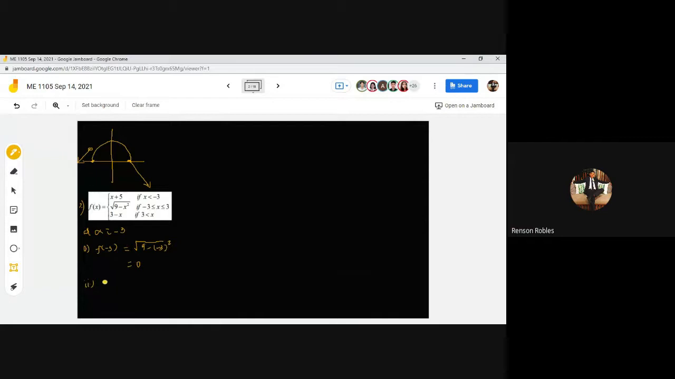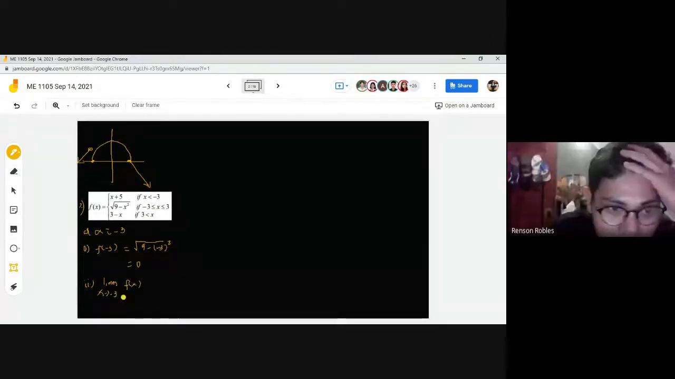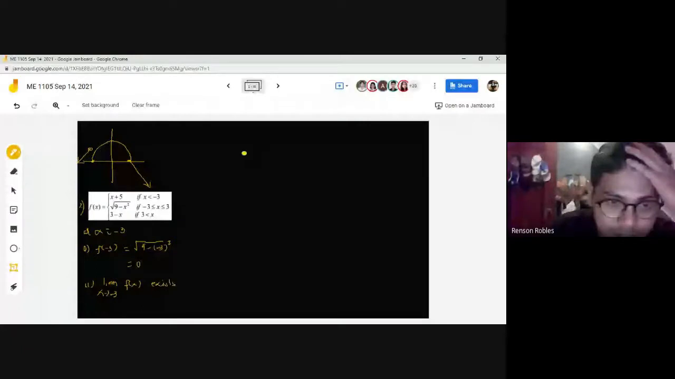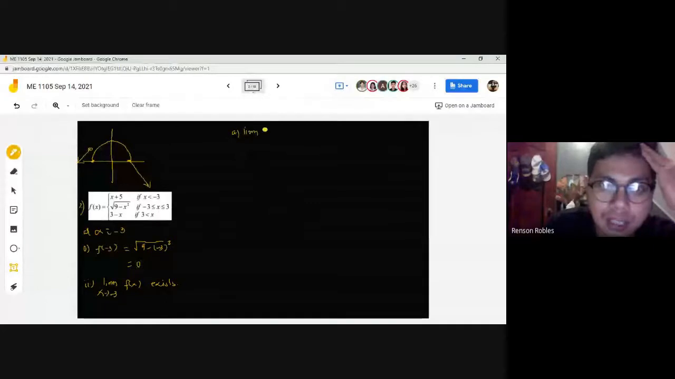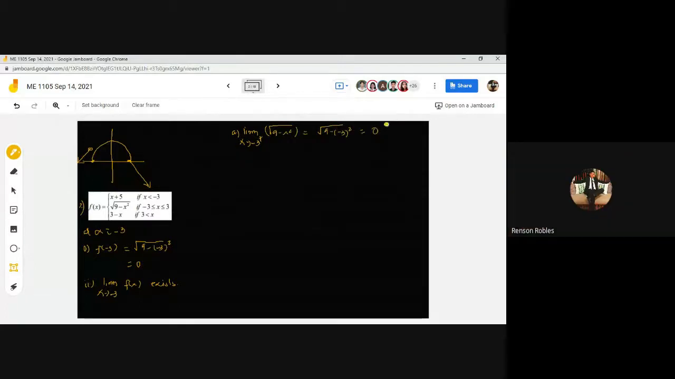So you determine whether the limit of f of x as x approaches -3 exists. Again, from our previous solution, it shows that the limit of f of x as x approaches -3 from the right, so we use the square root of 9 minus x squared, will give you the square root of 9 minus (-3) squared, and that is equal to 0. So this exists. So you go on.